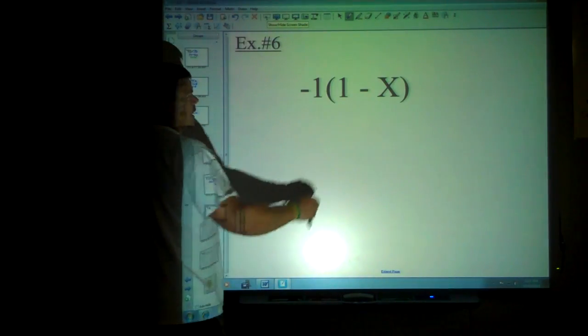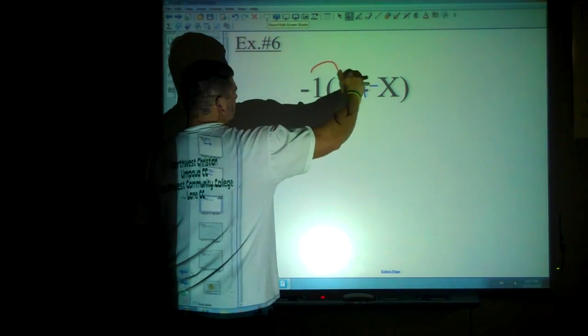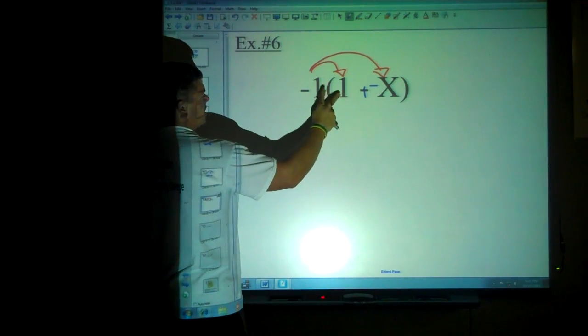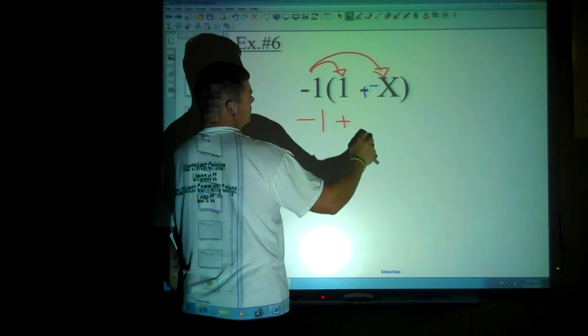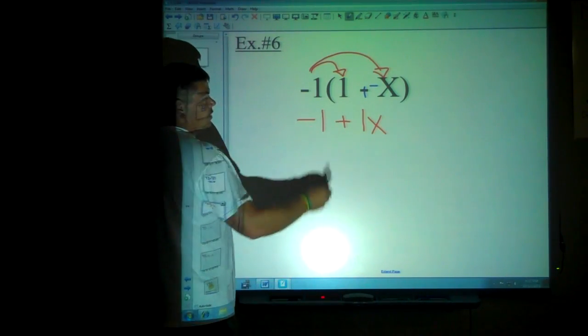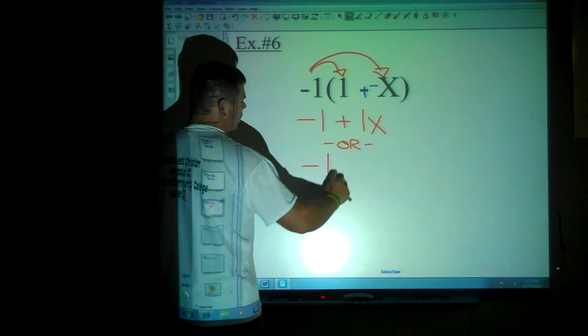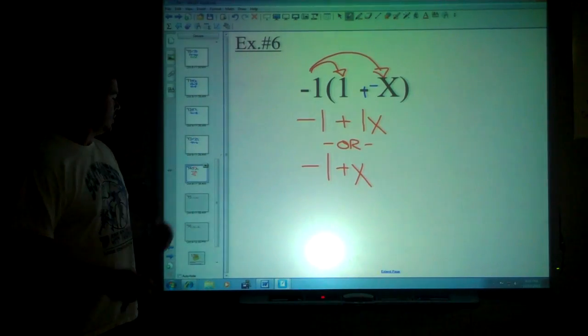Alright? Again, I would change this to plus the opposite, and then I would distribute the negative 1. So negative 1 times a positive 1, they're not the same sign, that's going to make negative 1. And a negative times a negative makes a positive, so that's really 1x. So you can leave it this way, or you could say negative 1 plus x. 1x and x are exactly the same, no different.